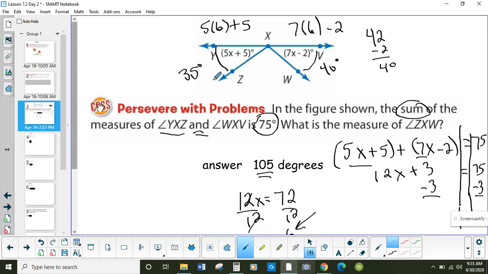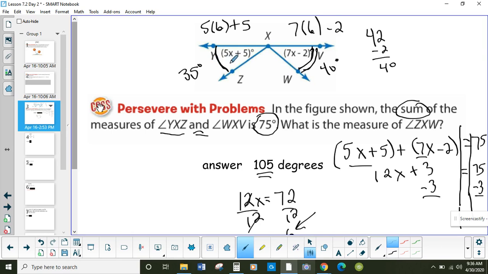Now, if this is 35, now I should use a different number of arches, right? Because if I use one arch here and one arch here, that means they have to be the same. So I'm going to change this to 2 arches since they're not the same. If they're both 35, I'd put 1 here too.